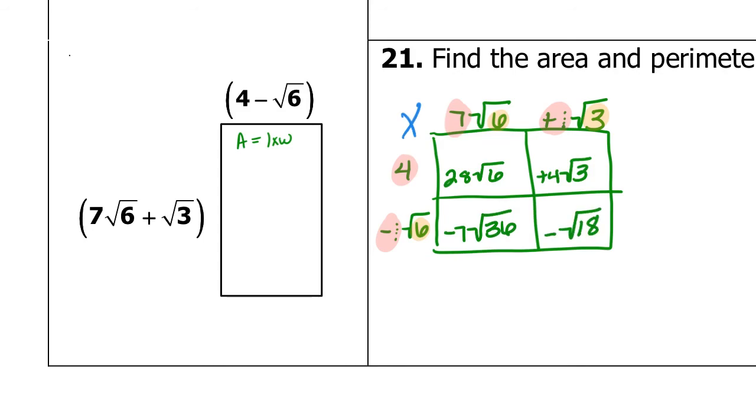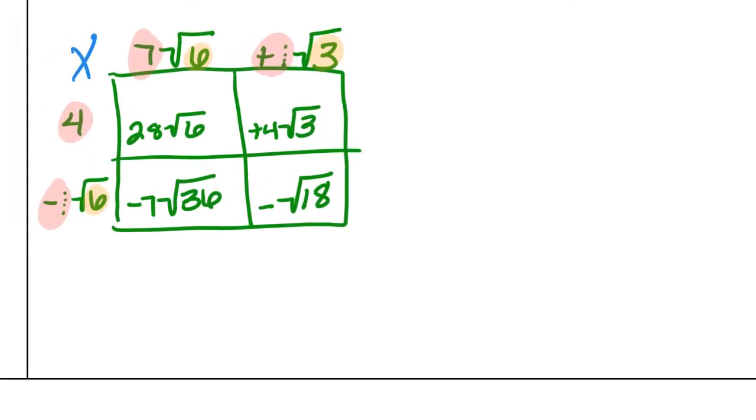As of right now, none of these terms are considered like terms, so I'll just bring them out of the box. 28 square roots of 6 plus 4 square roots of 3 minus 7 square roots of 36 minus the square root of 18. Since I have more than one term, I am going to look at each one separately and see if I can simplify.